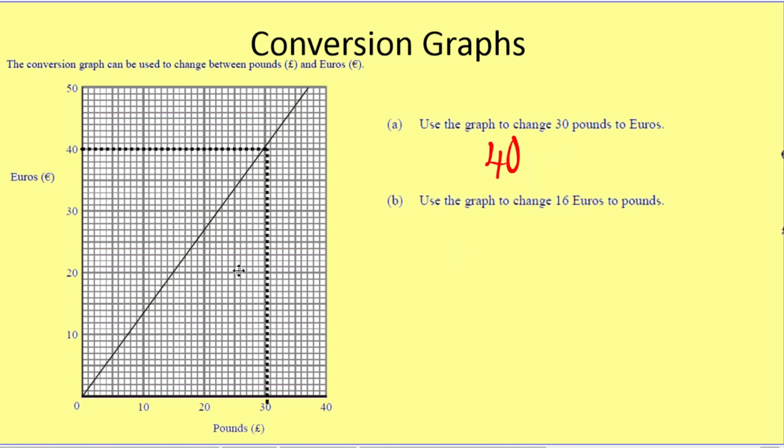Use the graph to change 16 euros to pounds. So again, we're going to find euros. There's 10. I think each square again is worth 1. So we're going to start at 16. We're going to go across to our conversion line and then down. So we've got about 12. Okay, the line is already drawn for you. You just have to interpret the graph.